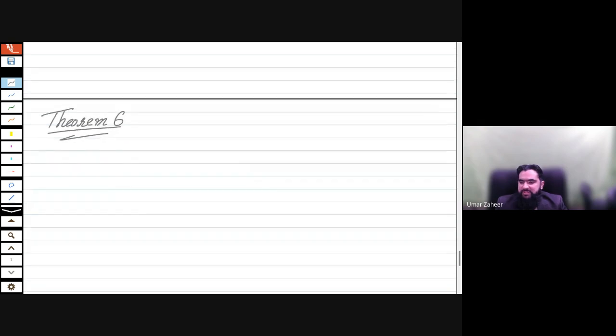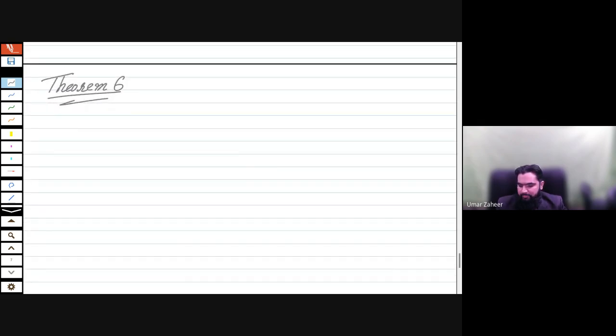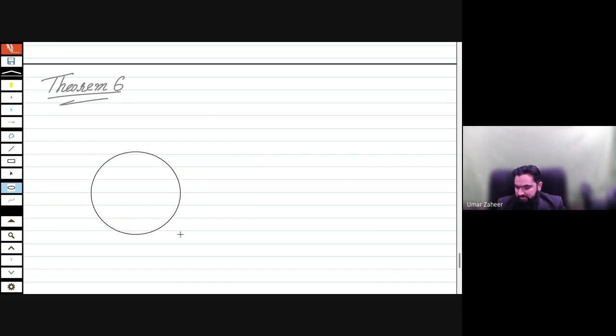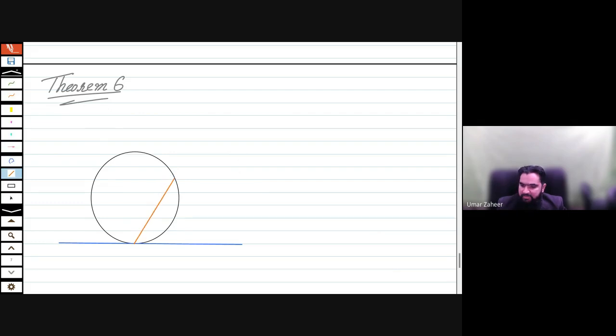Theorem 6 says that you have a circle and there is a tangent, and it is a chord. Let's say it is a chord that is A to B. Okay, now the property is the angle between the tangent and the chord.